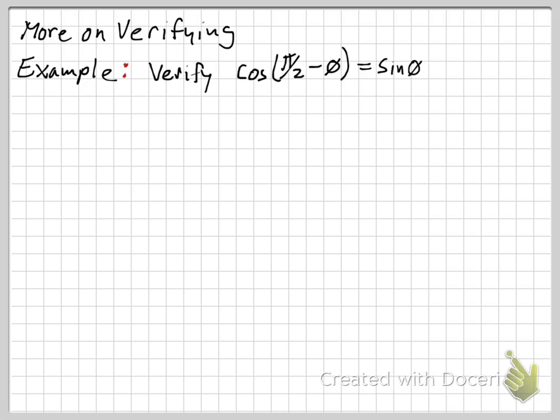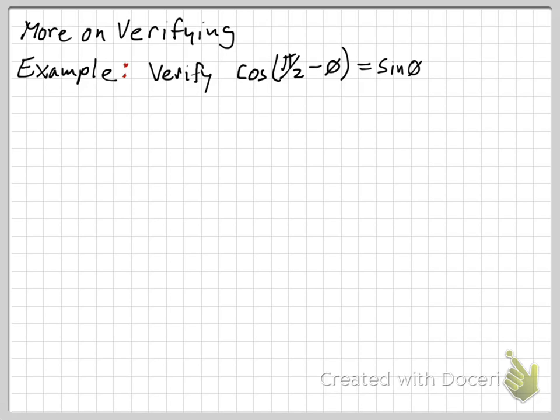Let's do another example. This one has a couple of different little twists in it than the previous examples that we've done. First of all, we're in radians. That should not be a big issue. Now, something that might intimidate you a little bit is pi over 2 minus theta, or x, or z, or whatever, any variable, but it's an unknown.